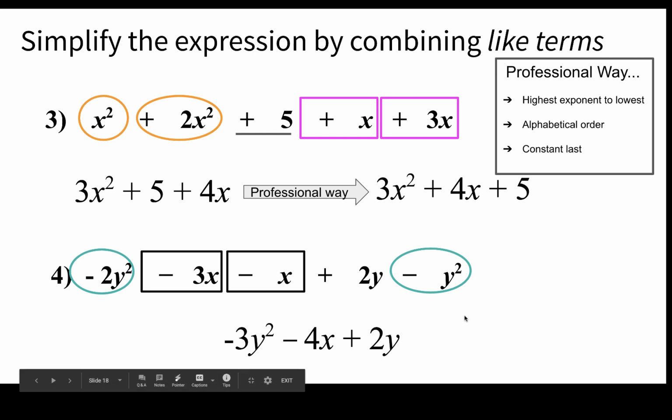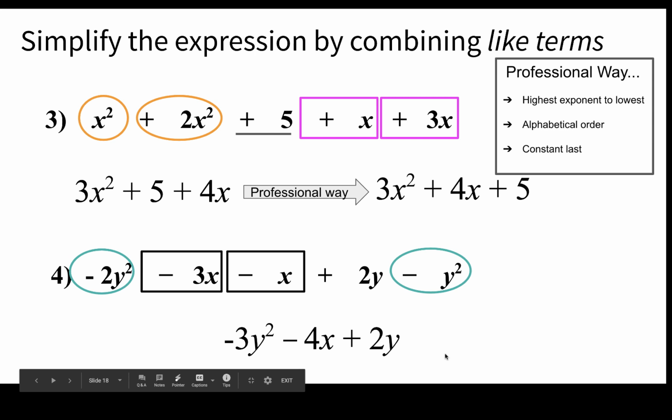Now, is this simplified expression written in the professional way? Does it have the highest exponent coming first? Yes, y squared has the highest exponent. Is it going in alphabetical order? It is, because after I put my term with the highest exponent, if I cover that up, I'm left with an x and a y. X comes before y in the alphabet. That's why minus 4x is coming next. I don't have a constant in this expression, so I don't have to worry about that part.